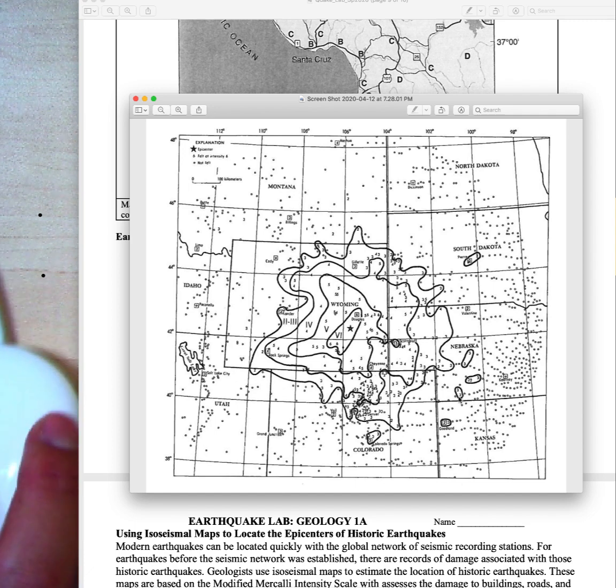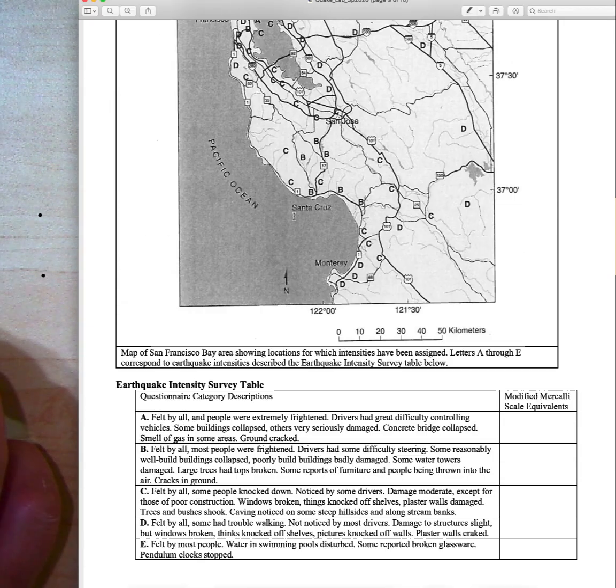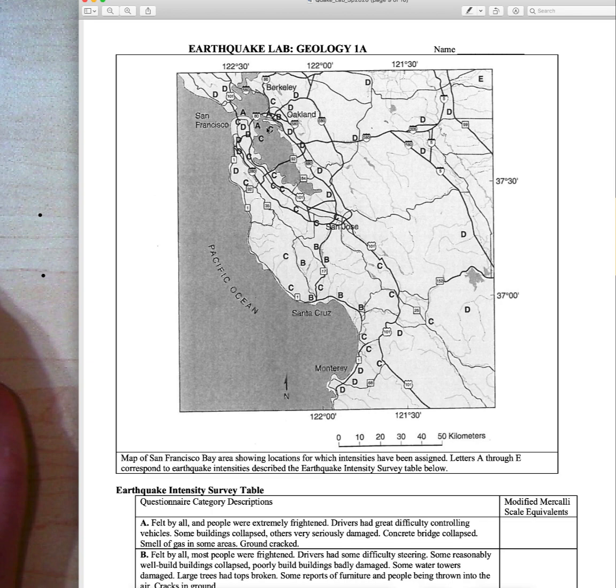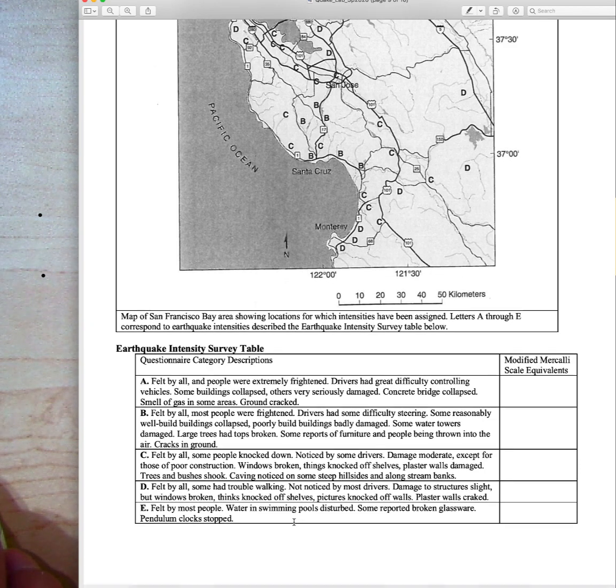And then there's some outliers over here where maybe there was weaker rock that shook violently even though it was farther away. Anyhow, this is what you want to do on this map right here, right? You'll make a contour line based on the intensities that you determine from these interviews.